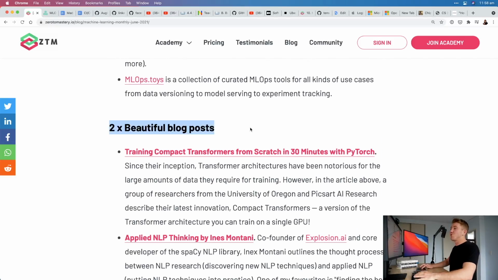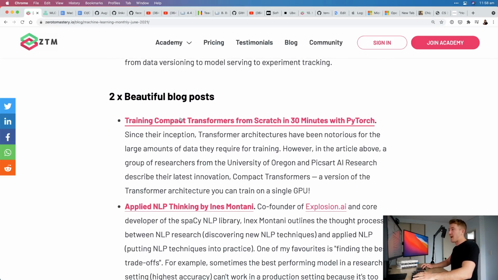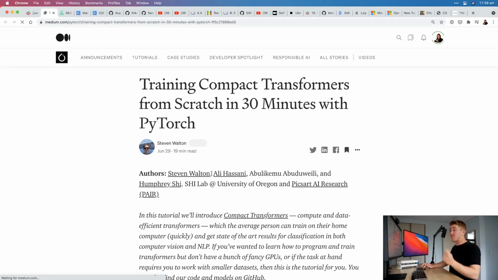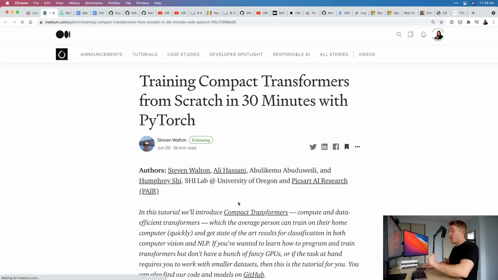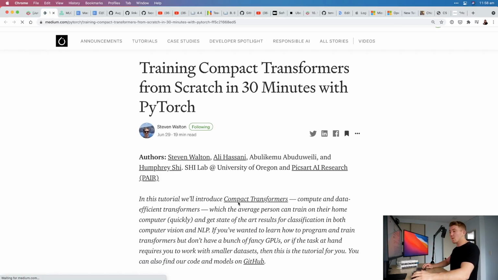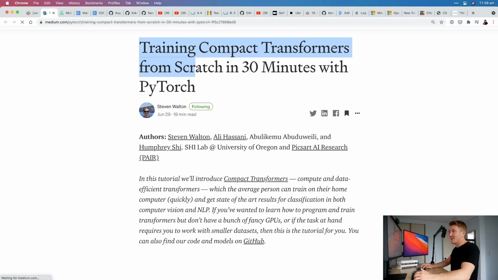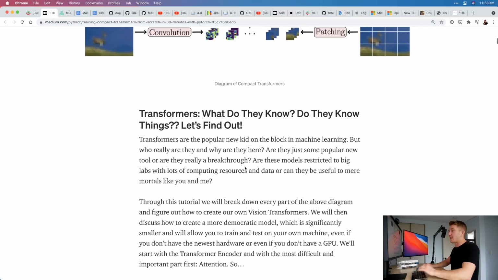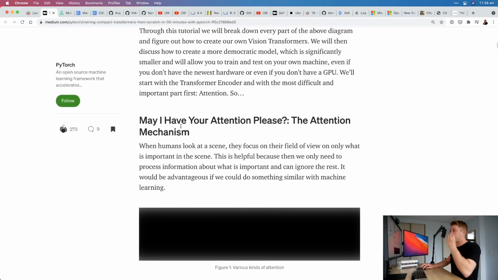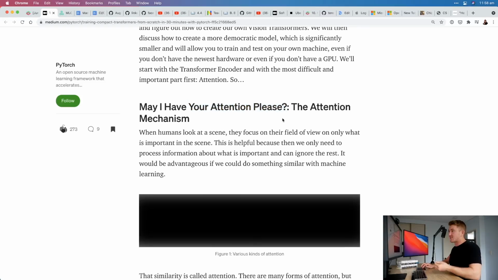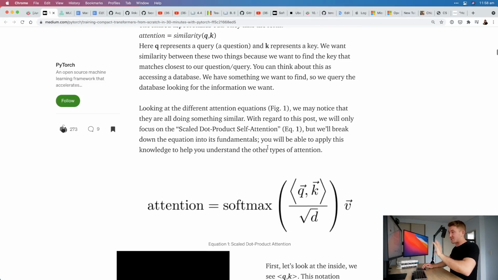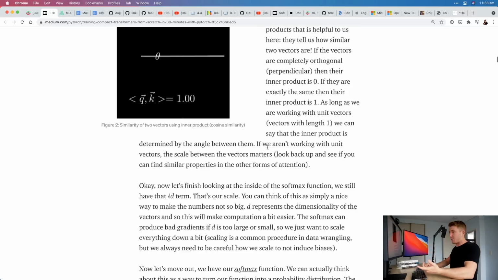And finally, we have two beautiful blog posts. Training compact transformers from scratch in 30 minutes with PyTorch. When transformers first came out, I remember we had a problem in my machine learning role, is that they took way too much data. But this beautiful research out of the University of Oregon and PixArt AI research goes through an incredibly well-written tutorial, which first of all defines what attention is and replicates it in code. Attention is the main algorithm behind transformer architecture.